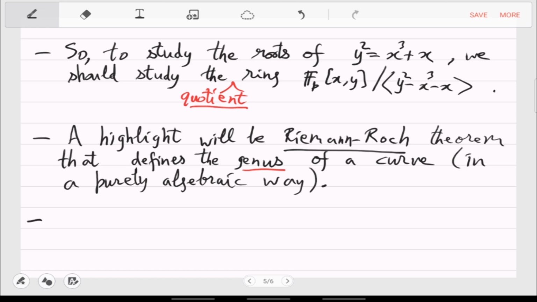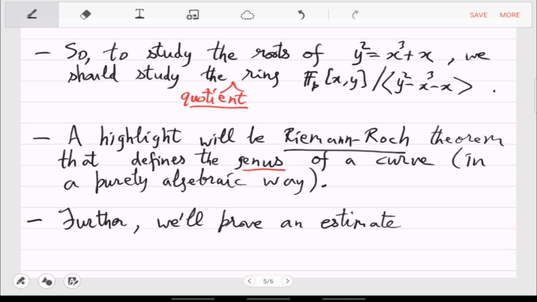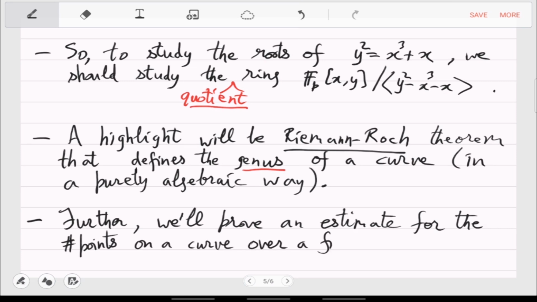And the final thing where we'll stop in the course is the Riemann hypothesis, where this development up to the Riemann-Roch theorem will be used. So we'll prove an estimate for the number of points or number of roots on a curve over a finite field. Maybe I should give you some idea what this estimate will be.